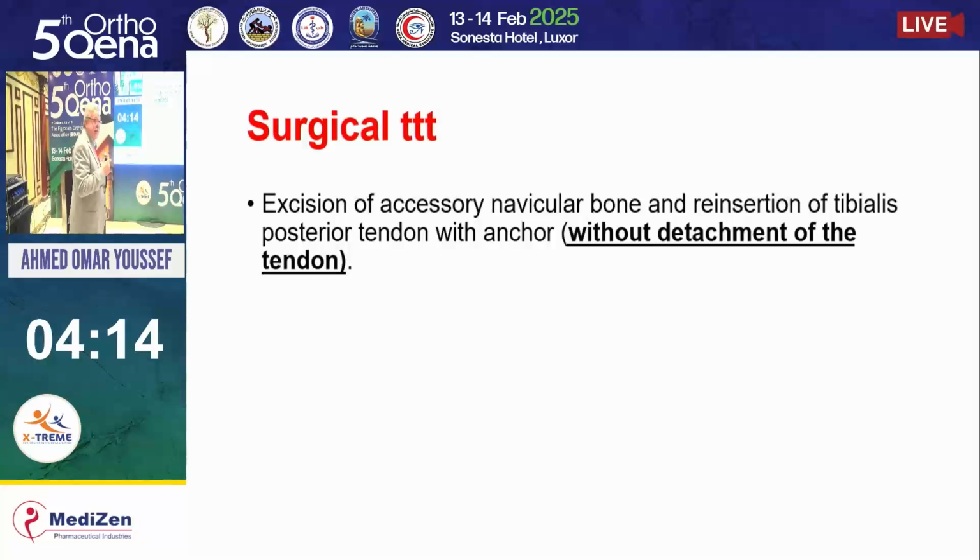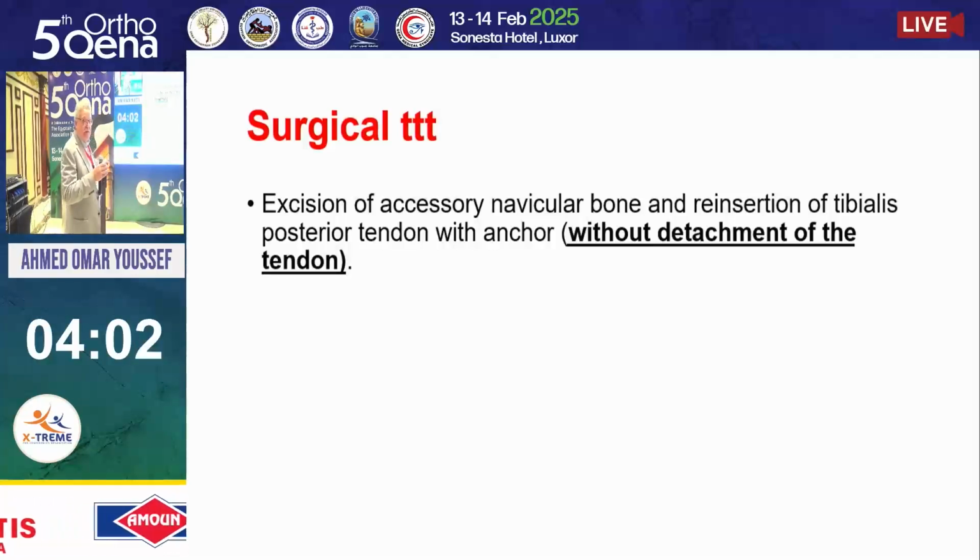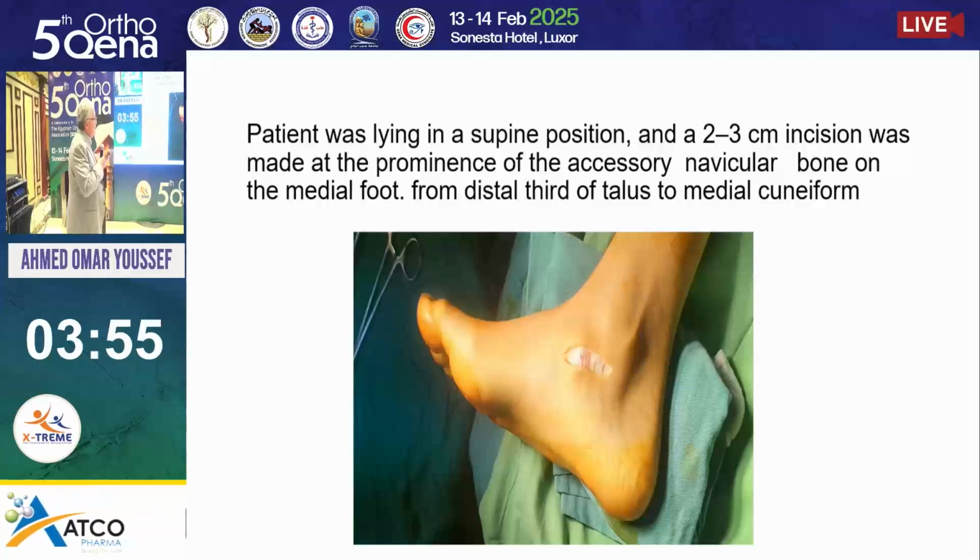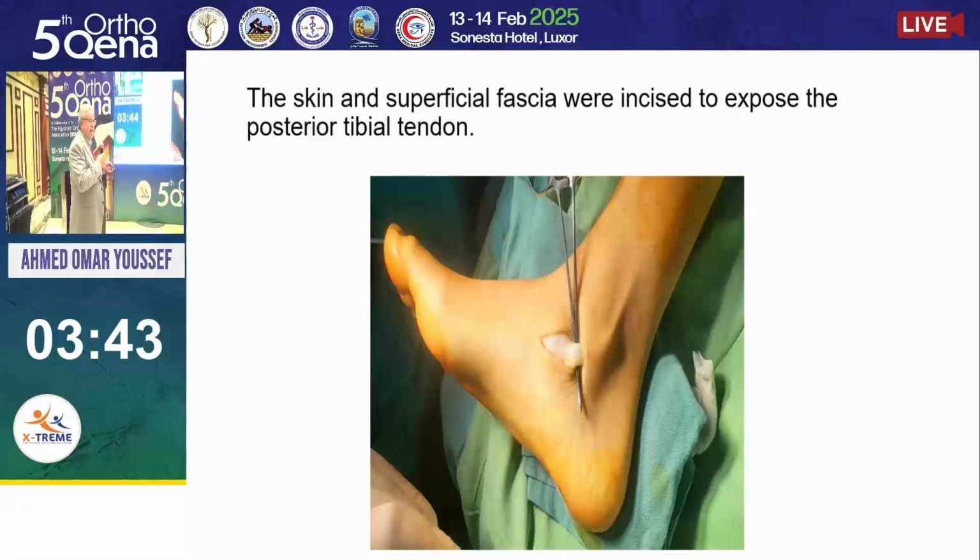But reinsertion with anchors, and the most important step, leaving the tendon still attached to the distal insertion in the other tarsal bones, is what we call the modified Kidner procedure. Through a transverse incision centered over the accessory navicular, from the tip of the medial malleolus to the medial cuneiform, the landmark is the tibialis posterior tendon.